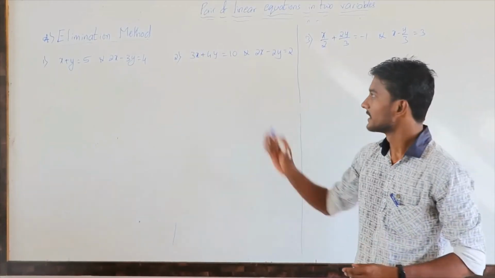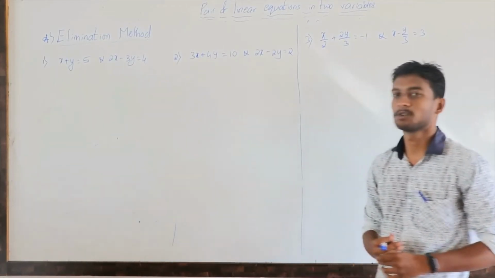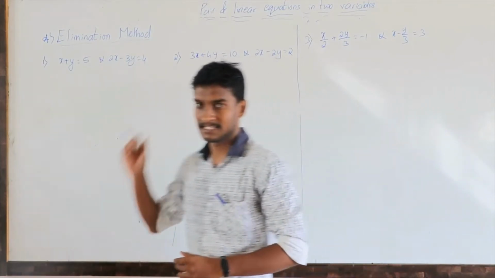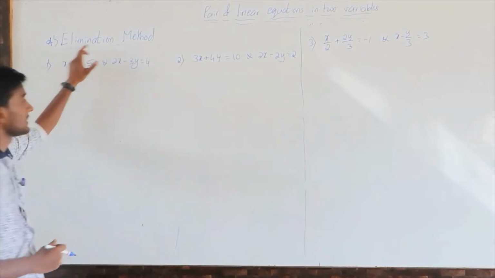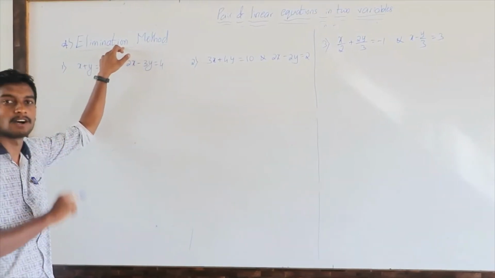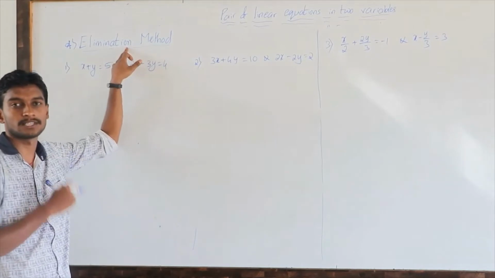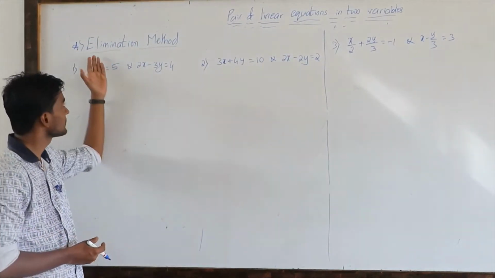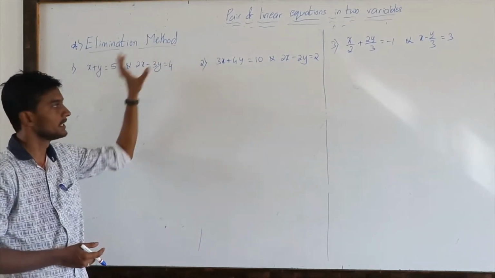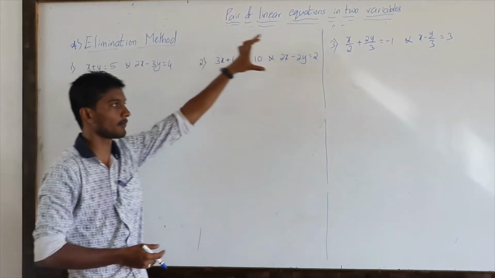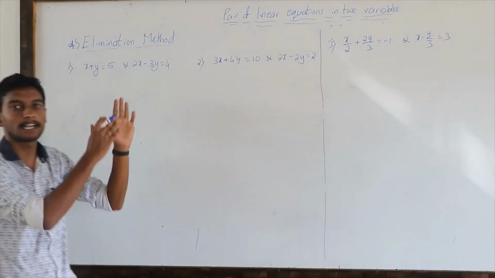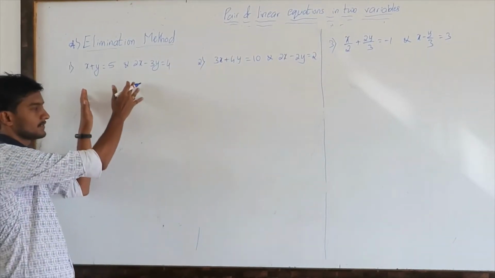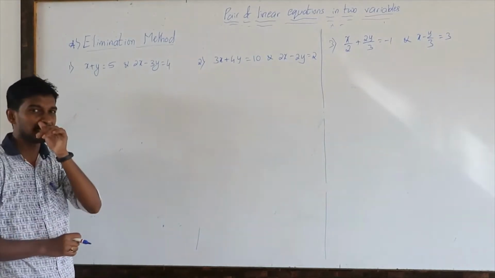Okay students, next we discuss a second method to find the solutions of a pair of linear equations by the algebraic method, that is the elimination method. The first method, the substitution method, we have already discussed. The second method is the elimination method. Here I have chosen 3 different types of problems, and I will solve them one by one. Observe them carefully, it is a very easy method.